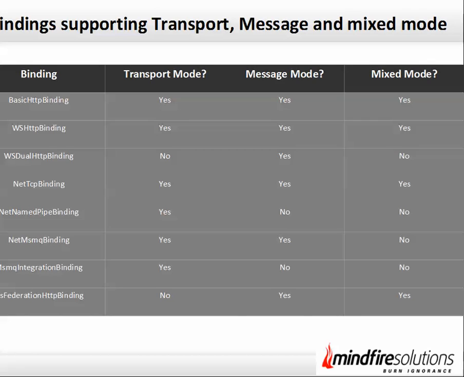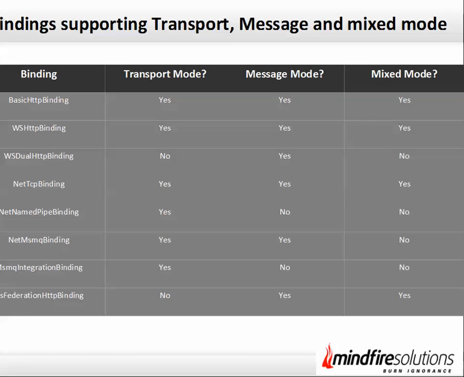And this is a chart I got from MSDN, which shows you the different bindings, like basic HTTP, WS HTTP, net TCP, net named pipes. These are different bindings, and whether they support the transport mode, message mode, or mixed mode. So this is a chart. You can refer to it to see how you want to customize your service. So basic HTTP, you can see this supports everything. So we can use it, but we need to customize it.